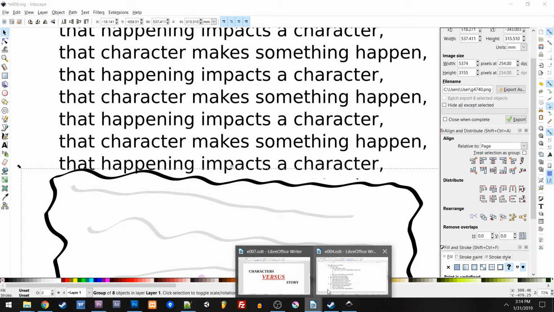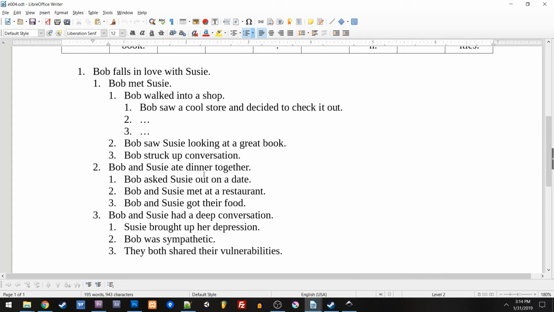So let's look at this with a story that we were developing earlier. Bob falls in love with Susie. So at the core here, we have the character, Bob, and we have his action, falling in love, and that impacts him, that impacts Susie. So we have character actions impacting characters who then react. And this is the overall idea.